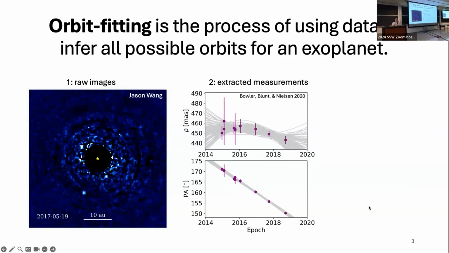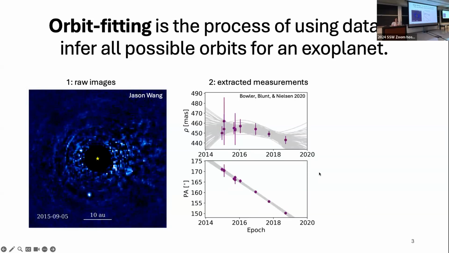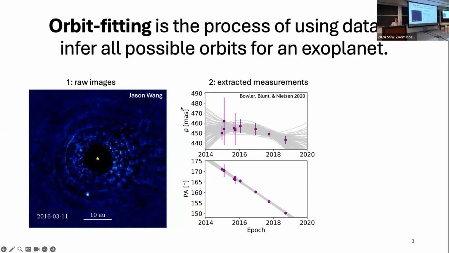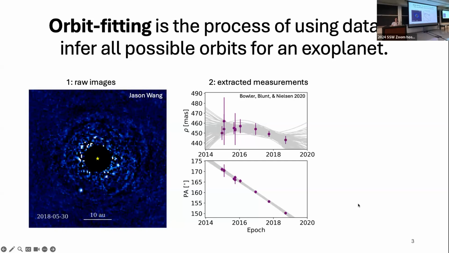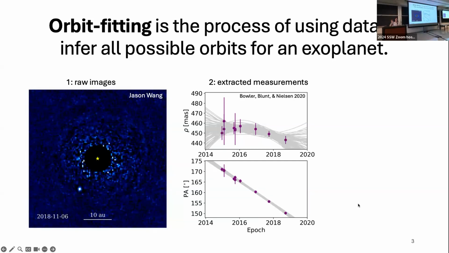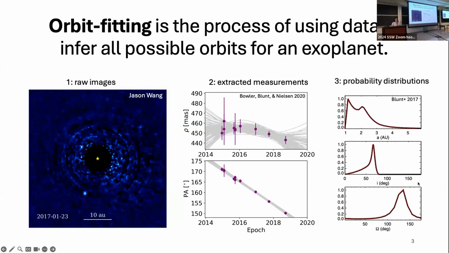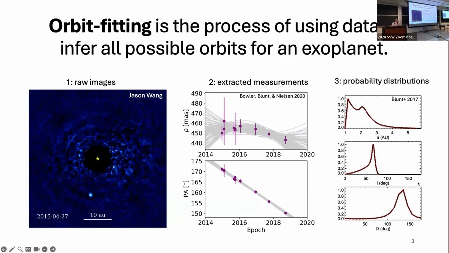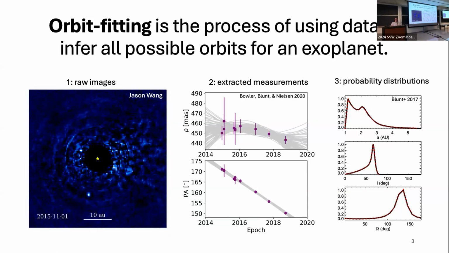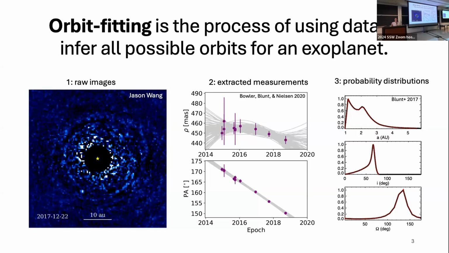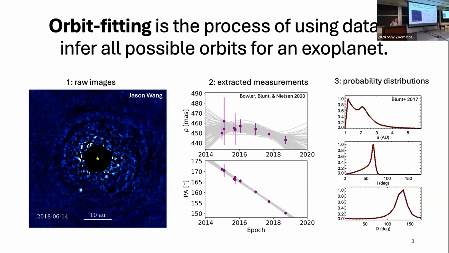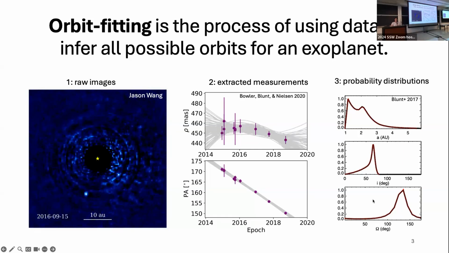You then canonically extract measurements. We typically think about astrometry measurements as separation and position angle. These are essentially polar coordinates for the relative distance between the planet and the star. And then orbit fitting itself is the process of turning these extracted measurements and their uncertainties into probability distributions over the orbital parameters that you're interested in, things like semi-major axis and inclination of the orbit, things like that.